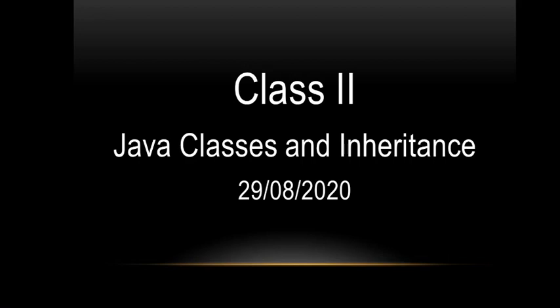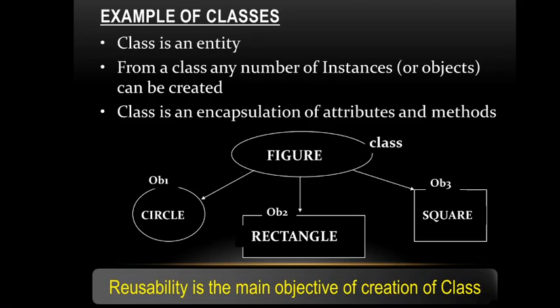This is our second class on Java programming, Unit 3 of PGDBI T4. Today's topic is Java classes and inheritance. In the last class, we discussed classes. Class is an entity we have discussed. From a class, a number of instances can be created, and each and every instance can be called an object.